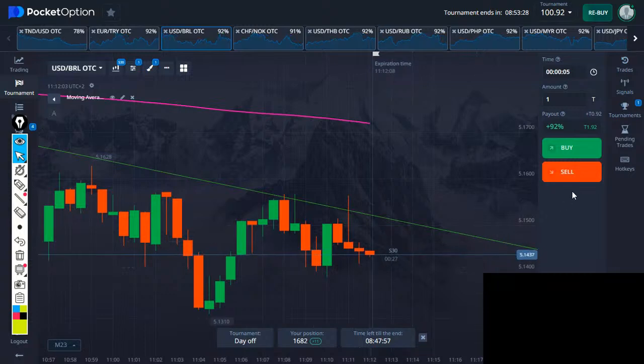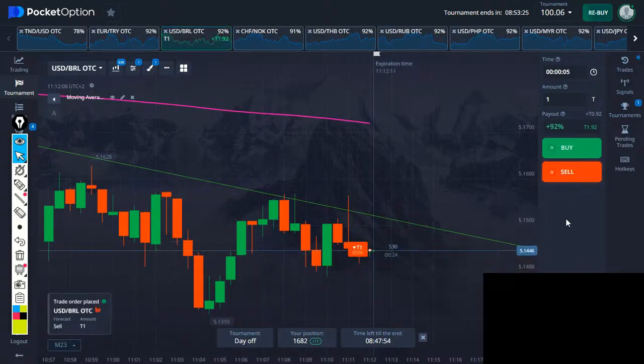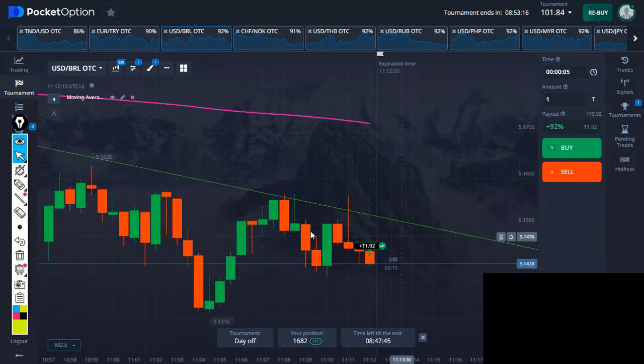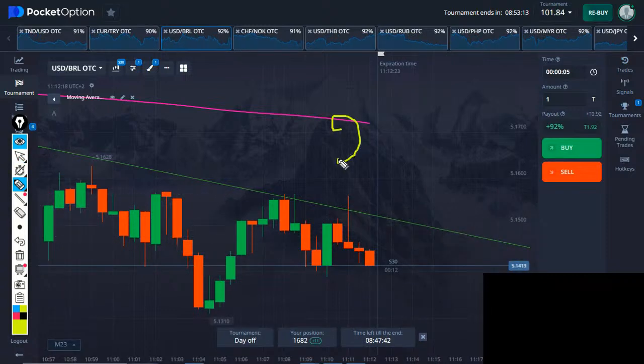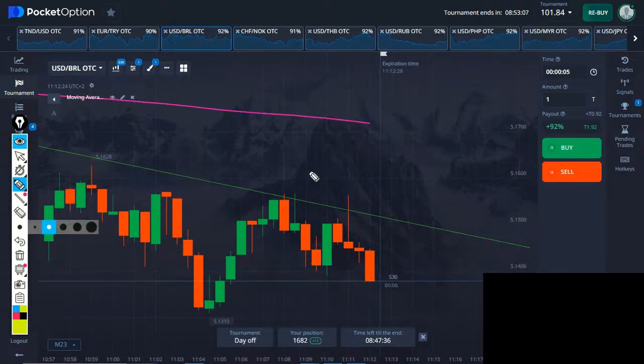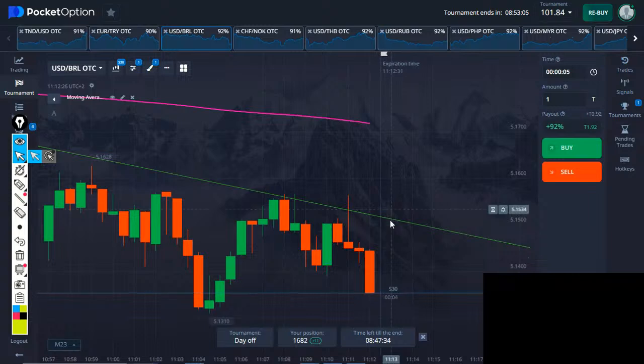So let's see. Okay, we have red, 27, 25, we have red. Oops, that's it. Okay, come on. And we have a win. So let's wait. I forgot to mention the goal. Once we reach $20 up, I will stop trading. Once we reach $20 down, I'll see what I will do.